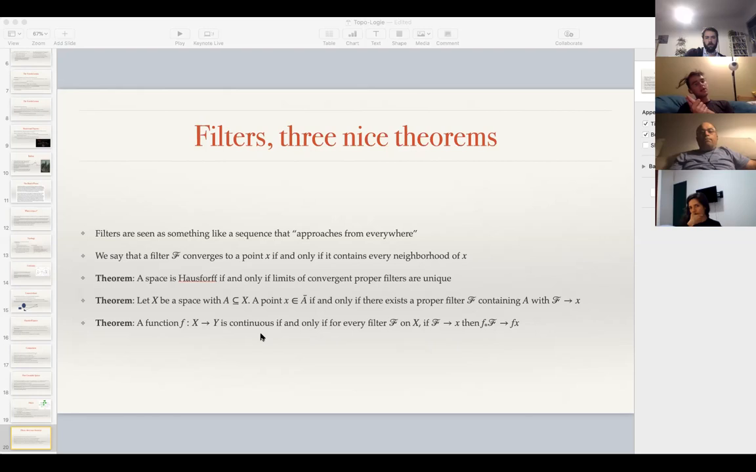Because a filter is really like an upward-directed thing in a poset. The easiest example of a filter, which is also an ultrafilter, which we'll get to next week, and that's where the real meat comes in, is just the set of all sets that contain a point. Everything above it will contain it, and if two things contain the point, their intersection contains the point. So that's a filter, and it's an ultrafilter because everything either does or doesn't contain the point. It's the largest filter possible.